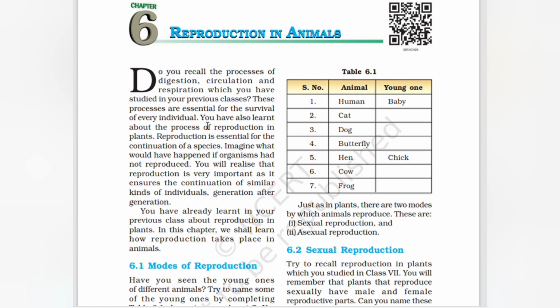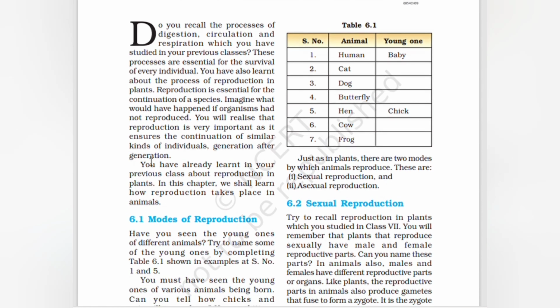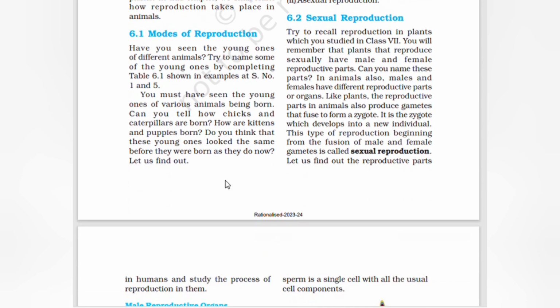We have learned about the process of reproduction in plants. Reproduction is essential for the continuation of the species. Imagine what would have happened if organisms had not reproduced. You will realize that reproduction is very important as it ensures the continuation of similar kinds of individuals generation after generation. You already learned in your previous class about reproduction in plants. In this chapter, we shall learn how reproduction takes place in animals.